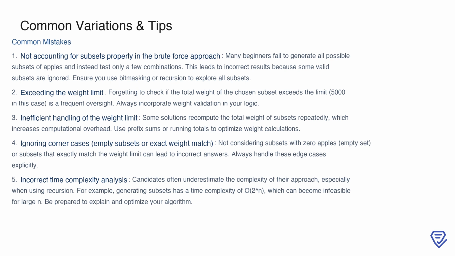Instead of recalculating the total weight of subsets repeatedly, consider using optimizations like prefix sums or maintaining a running total to save computation time. Finally, don't overlook edge cases, such as the empty subset or subsets that exactly match the weight limit. These scenarios can lead to incorrect answers if not handled explicitly.